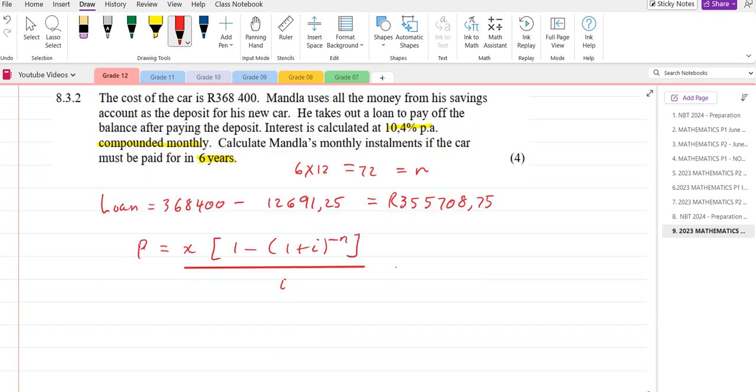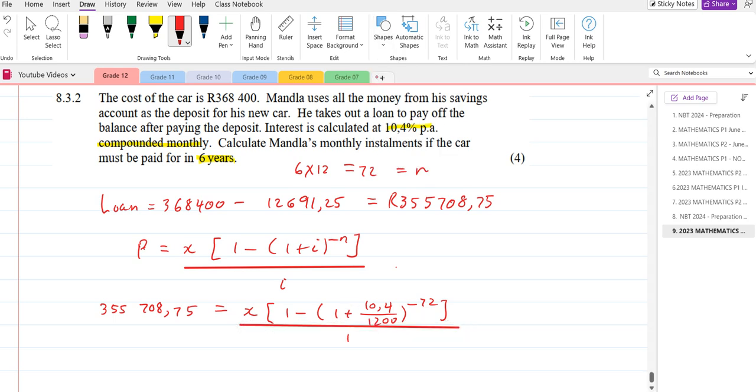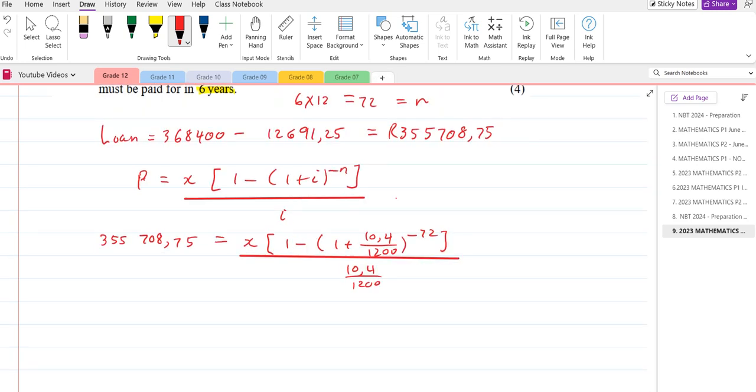Now what's the loan amount? 355,708.75 is equal to x, that's what we need, into 1 minus 1 plus 10.4 over 1200 to the power negative 72, which we worked out, divided by 10.4 over 1200. Now how do we solve this? Easy to solve this. Take x is equal to, you need to take this amount, multiply by the interest here, and divide it by all of this. So I just copy and paste it for you.